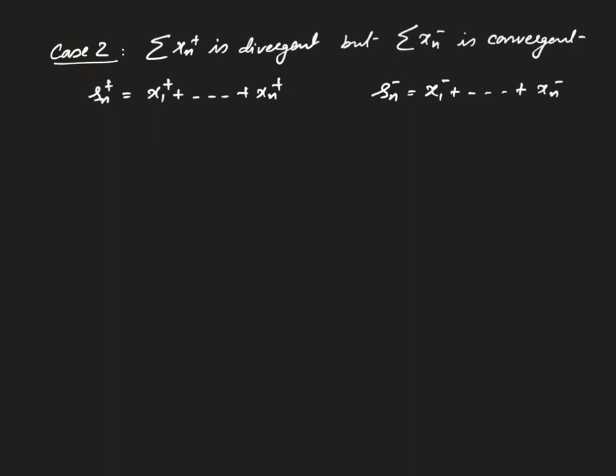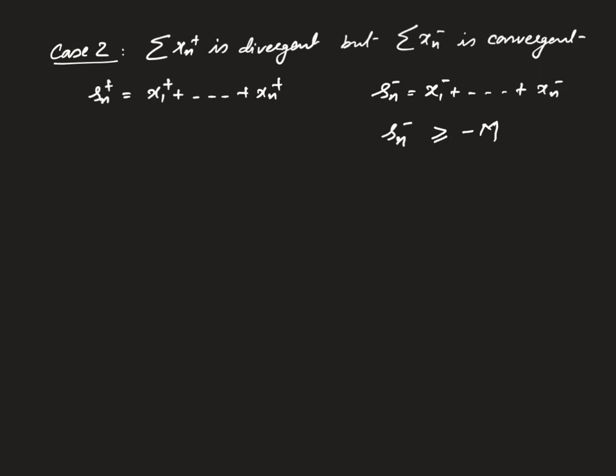It means that the sequence S_n^- is convergent, but S_n^- is a strictly decreasing sequence, so it is convergent if and only if it is bounded below. So because of this, we can say that S_n^- is greater than or equal to minus m for some positive number m.